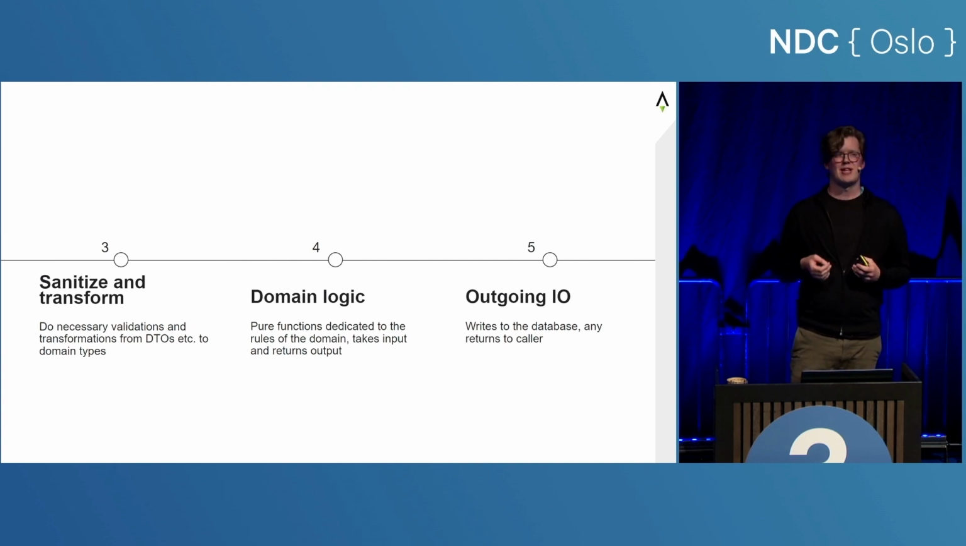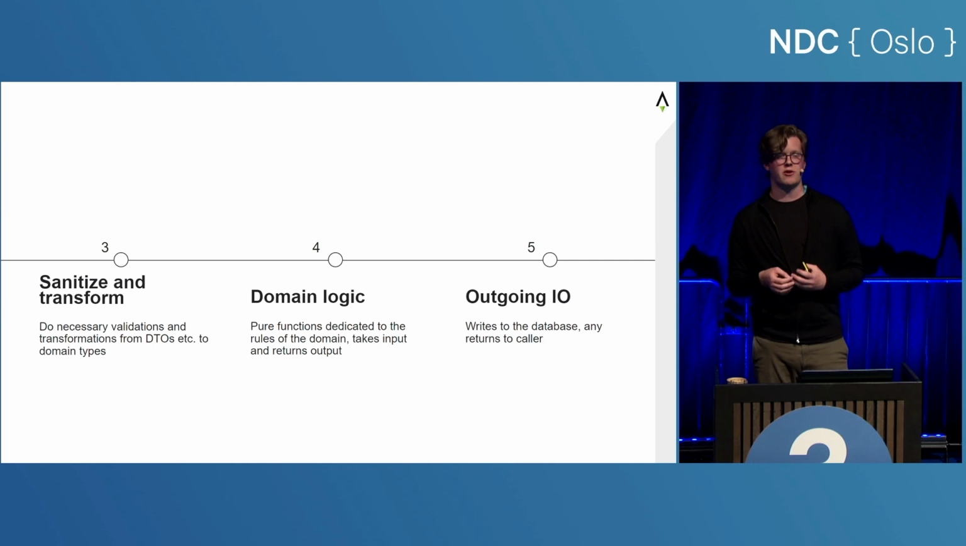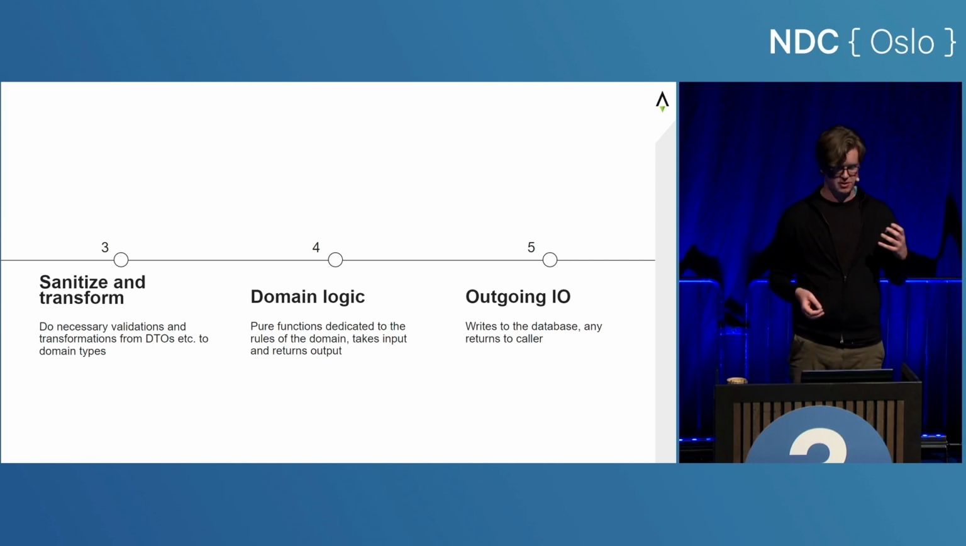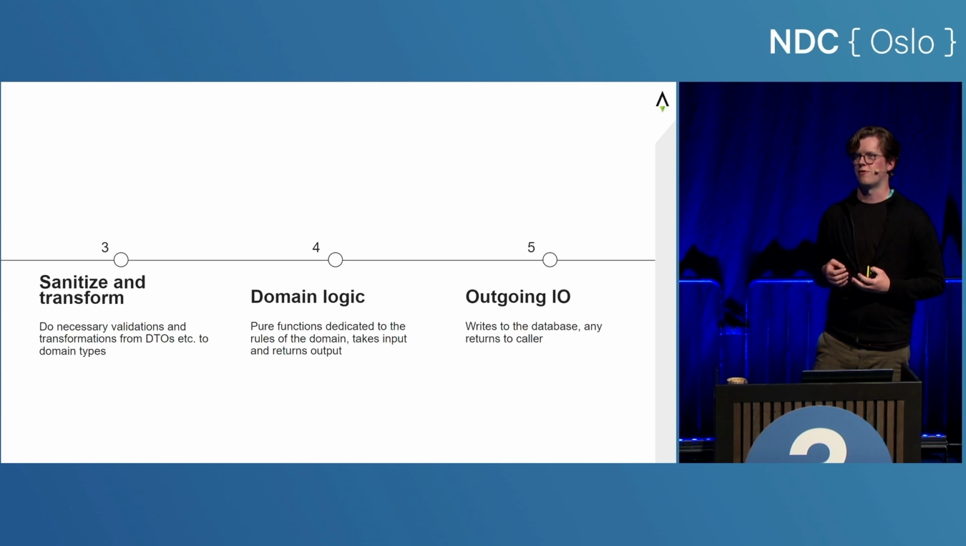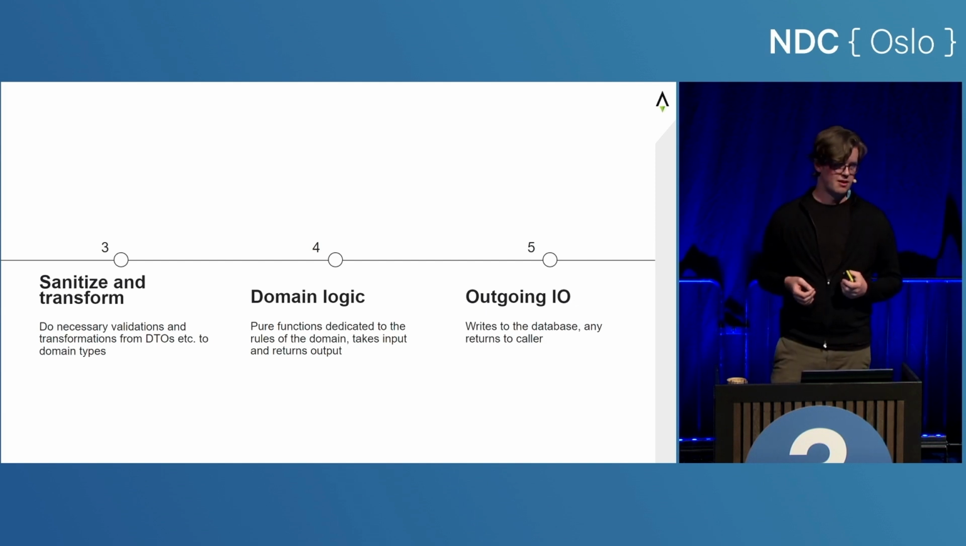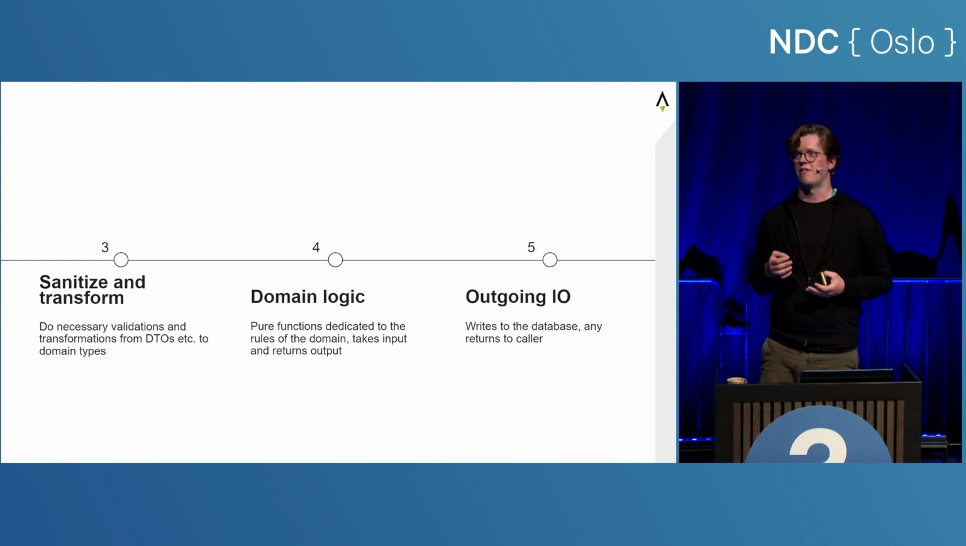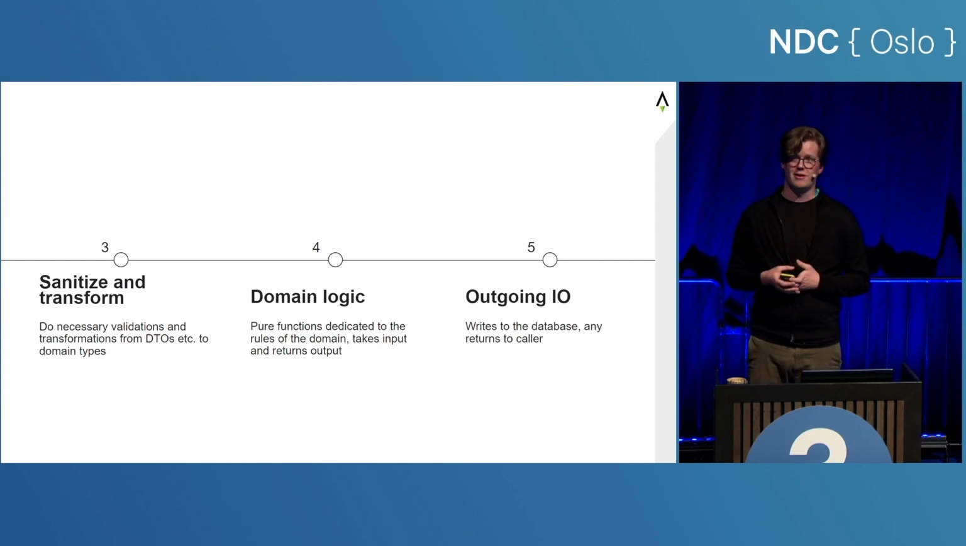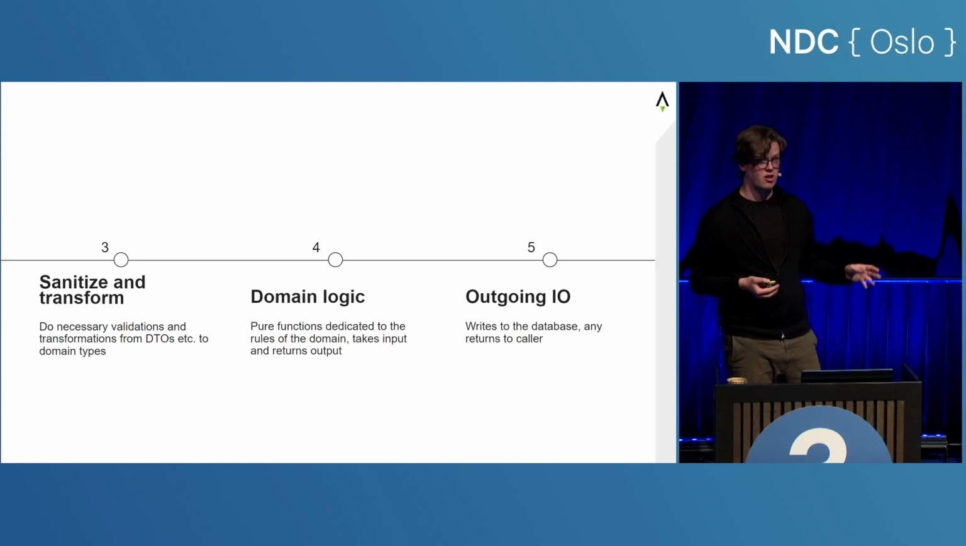Then we have a step where we can sanitize and transform our data, just making sure that these DTOs, JSON-friendly types, are more prepared for our domain. We check that it is valid, check for invariants, stuff like that. And then we go into what is hopefully the main part of our system, our domain logic.